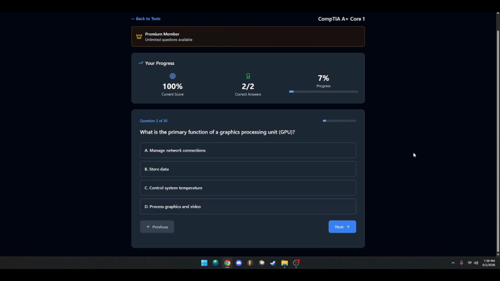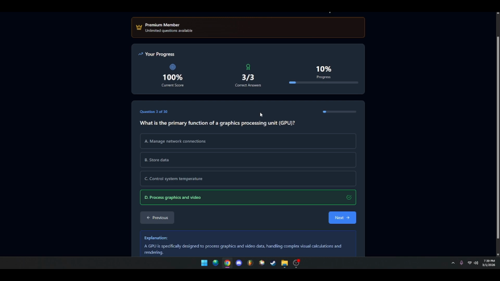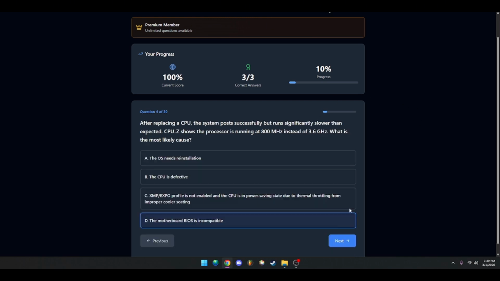Question number 3. What is the primary function of a graphics processing unit, or GPU? Give you guys 3 seconds to think about it. And as the name suggests, process graphics and video. That is the function of a GPU. It handles things like video data, graphics when you play games, so on and so forth.